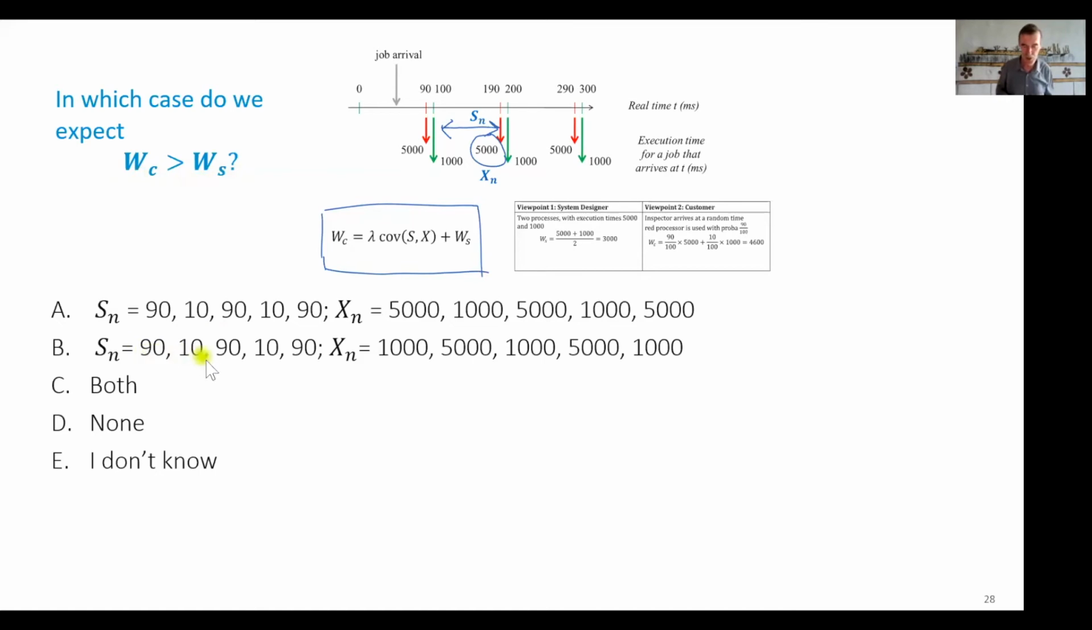The other case is the opposite. We have negative correlation. When S is large, then X is small, so it's negative. In that case, we would expect WC to be less than WS, which means that the customer viewpoint could give less than the system viewpoint here. It's better than the provider tells us it should be. We have a better experience. That could be here because of the negative correlation.